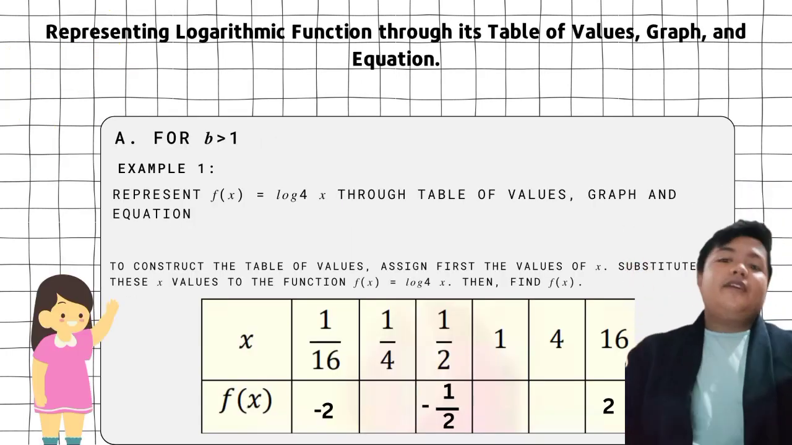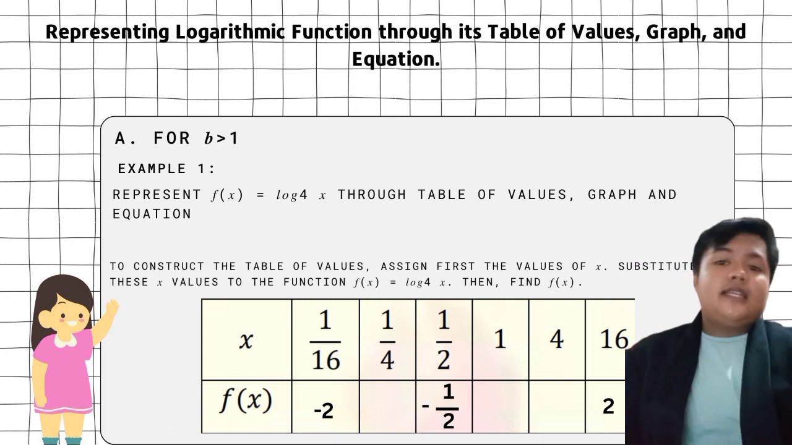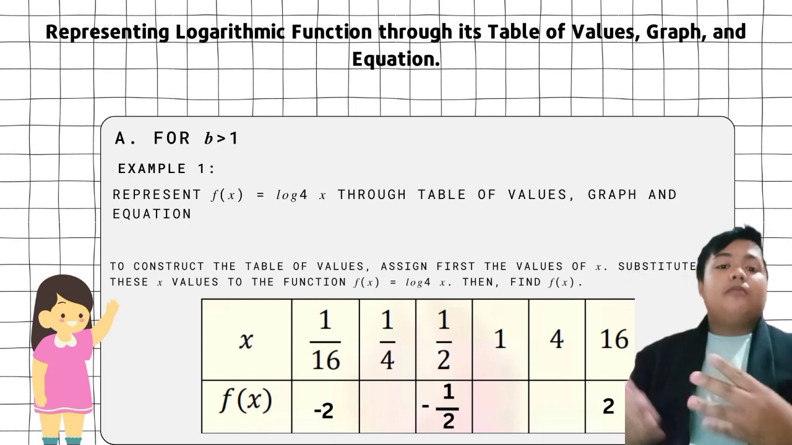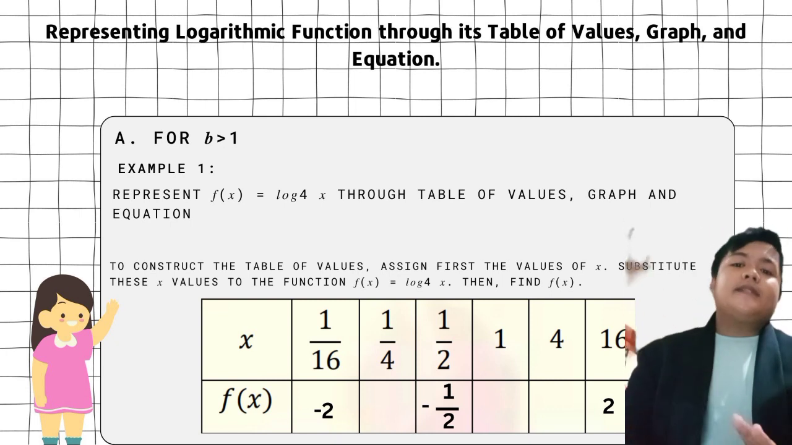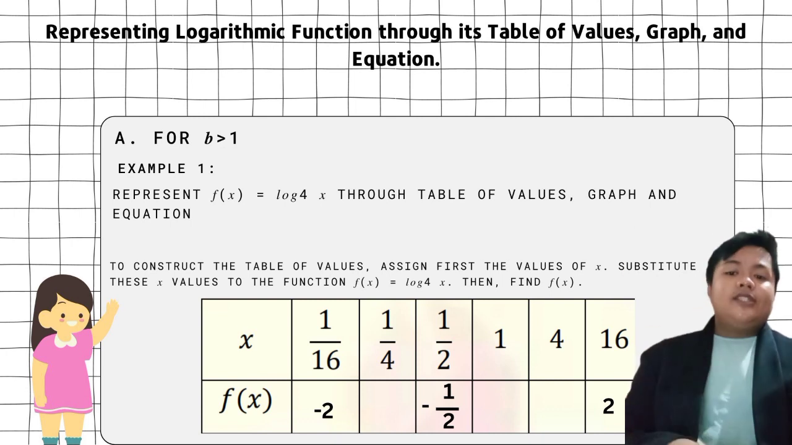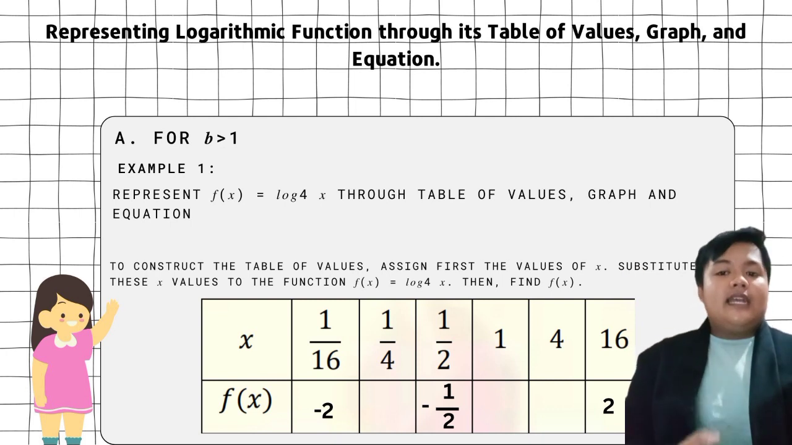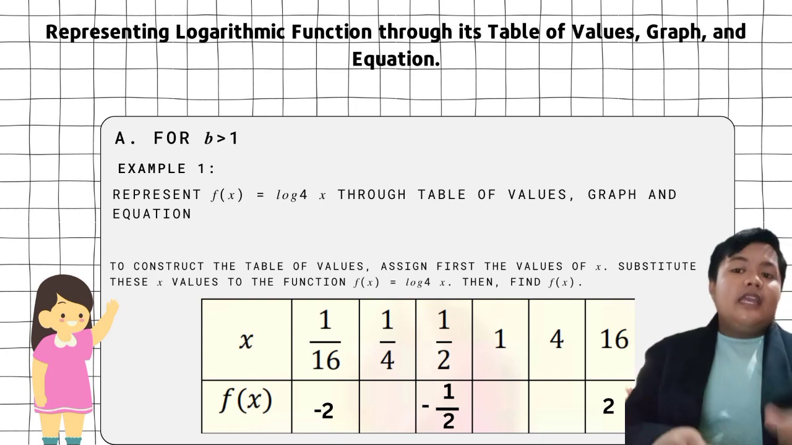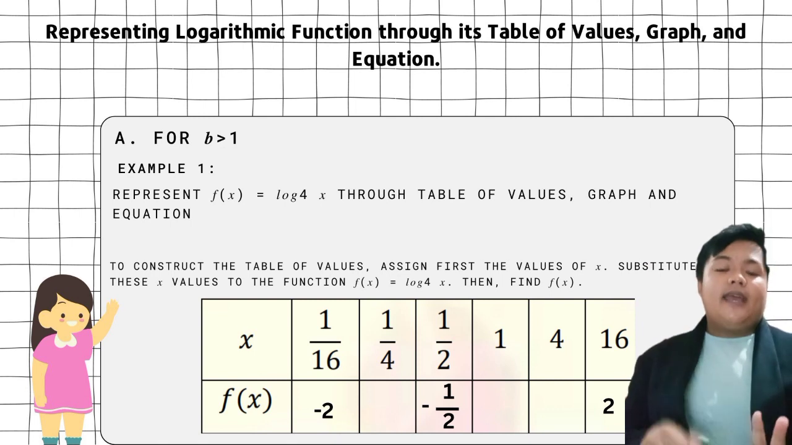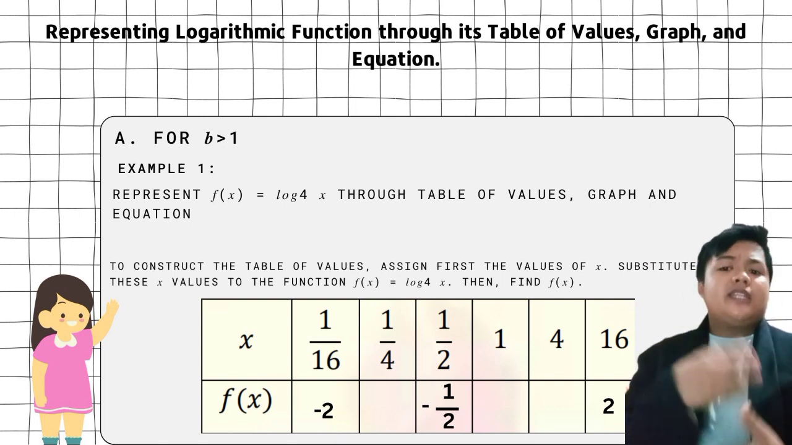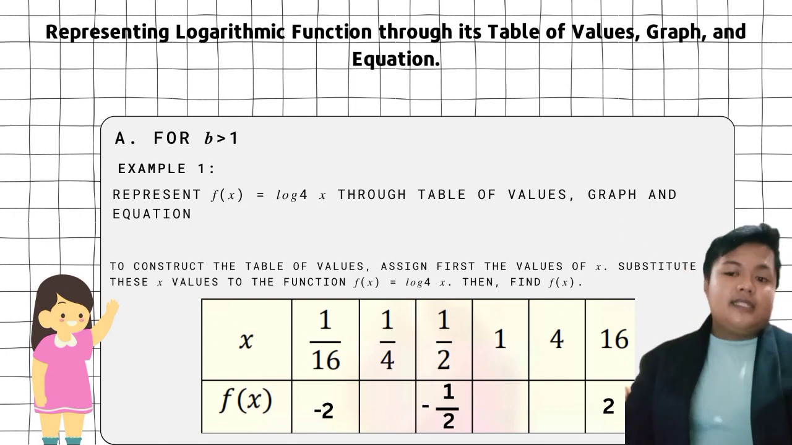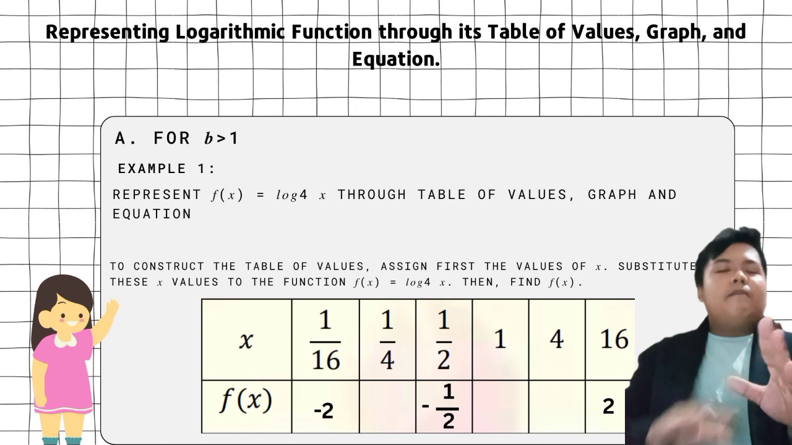So for the first example, it is all about b greater than 1. The first example is to represent f of x equals log x base 4 through tables of values, graphs, and equation. To construct the table of values, first assign the values of x, substitute these x values into the function f of x equals log x base 4, then find f of x. So ang gagawin lang natin is magsasubstitute lang tayo ng value of x doon sa f of x is equal to log x base 4.